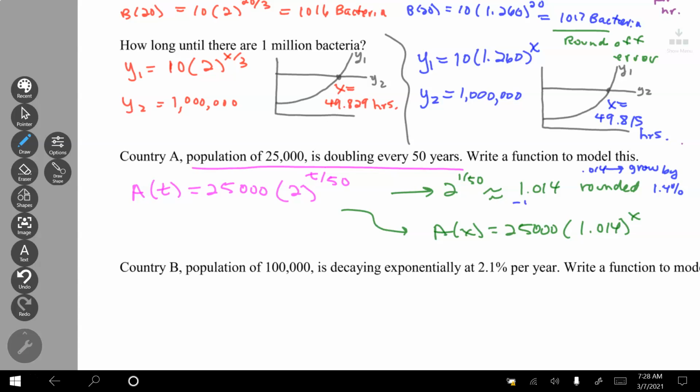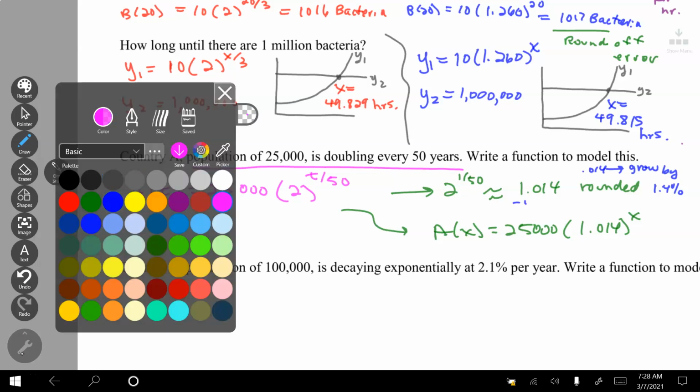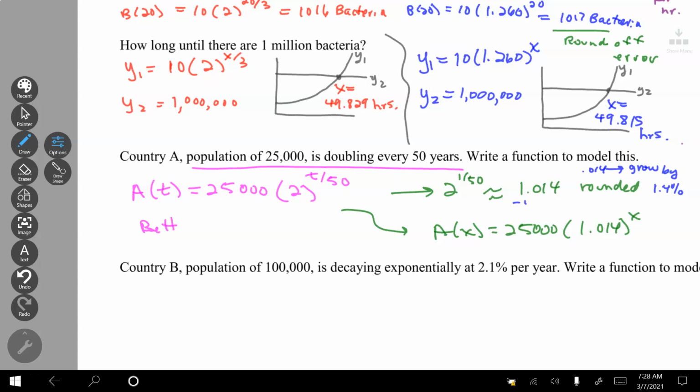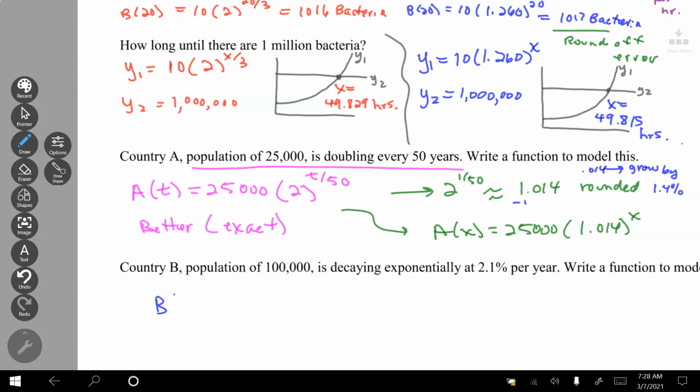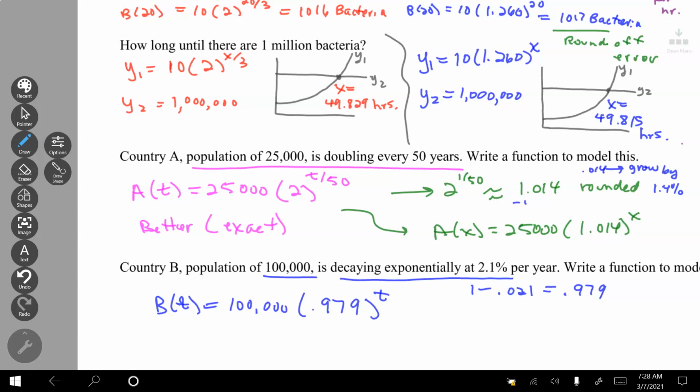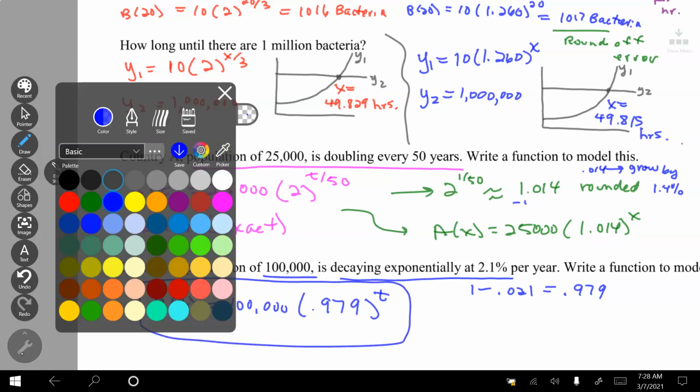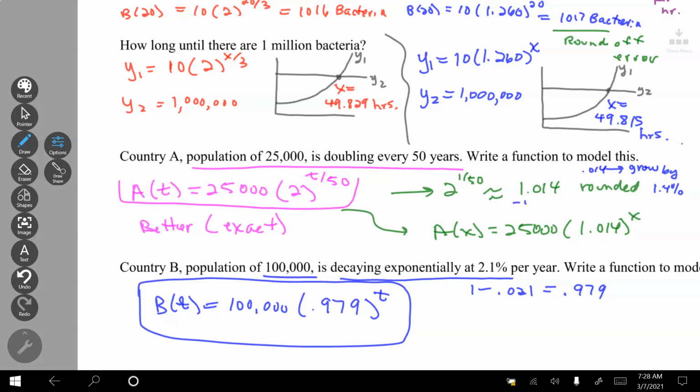These two, the pink and the green, are basically the same model, but the pink is better. It is an exact model. For country B, well, I have 100,000. And it's just decaying by 2.1%. Well, let's see. 2.1% is 0.021. 1 minus that is 0.979. 0.979 to the t is the model for country B. I'm going to use this one for country A. It is the better model.